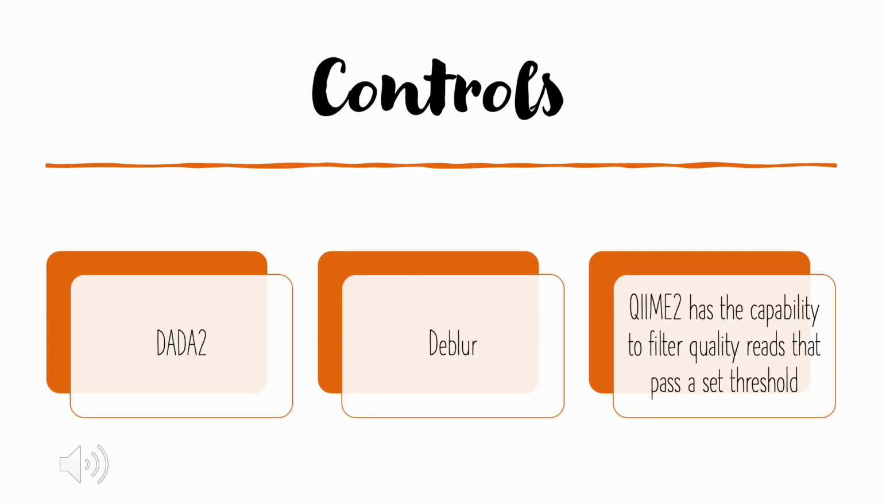Okay, so what are some of the controls to this program? The most important is to be able to filter out low quality reads, and there are two program commands that do this, DADA2 and Deblur. DADA2 is the more common choice, and it will remove sequences that were created in error.